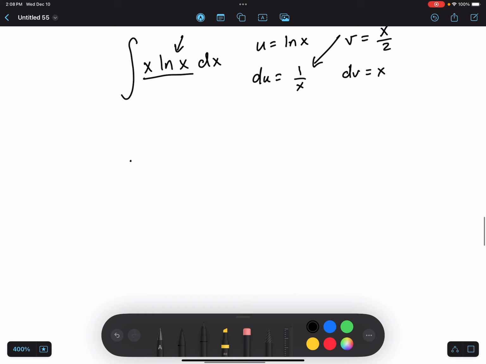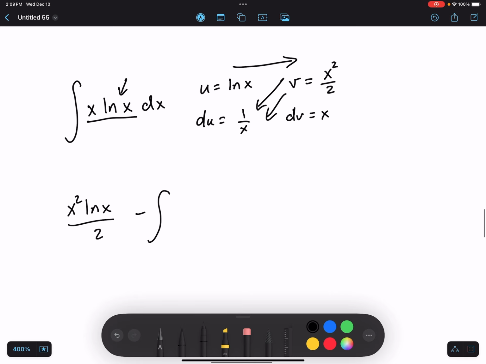And so what we get is x squared ln x over 2 minus the integral. Now we'll go down and across. And what we've got is an x squared up top and x on the bottom. And the up top wins by 1, so we'll leave an x here.